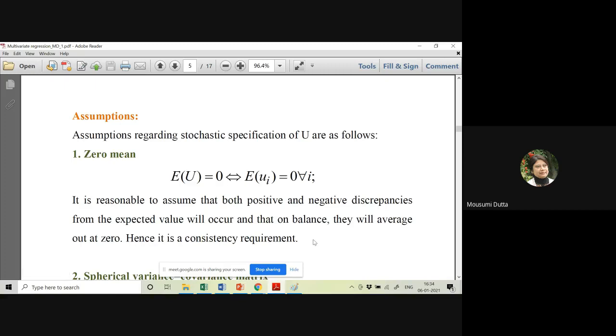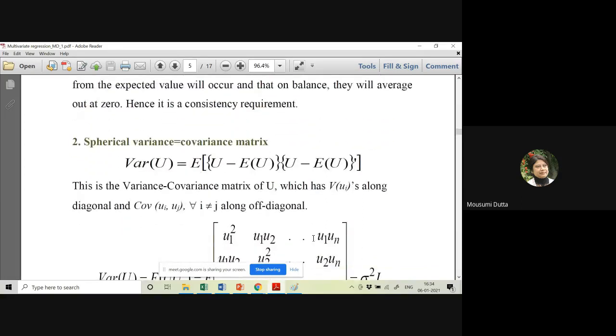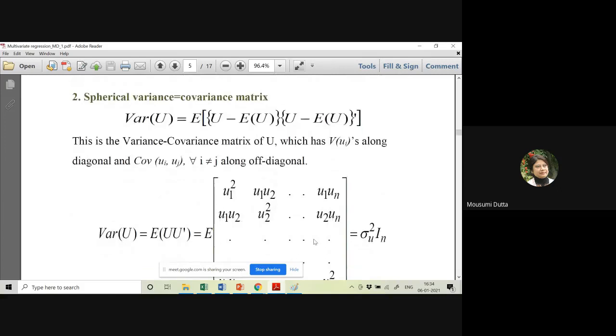So this is not at all a stringent assumption. Next, we consider the spherical variance covariance matrix. Please concentrate on the presentation for this part.